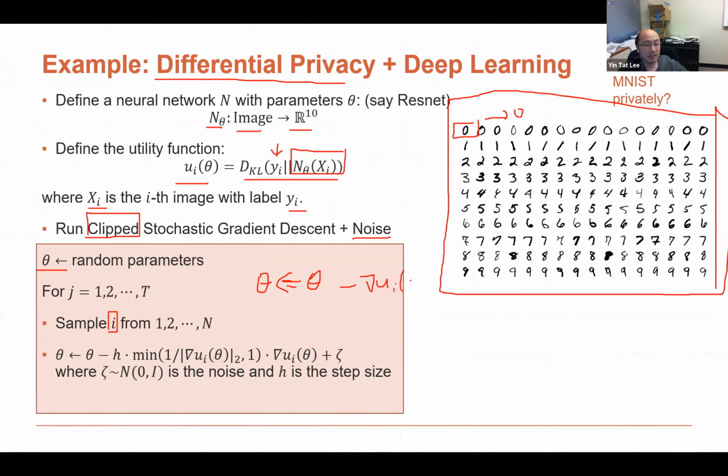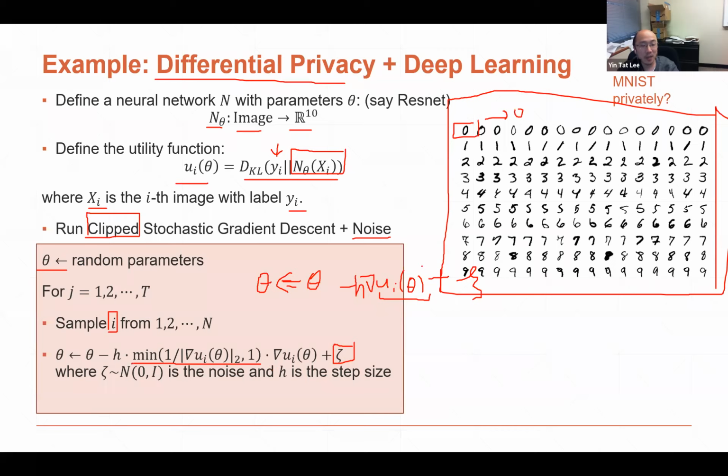You look at the ith image, you look at the utility function, and you go towards the negative gradient direction. But in order to make it differentially private, remember we need to add noise. That's why there is an extra noise term here. Let's say h is the step size. The only difference between the standard algorithm and the DP algorithm is this extra term.